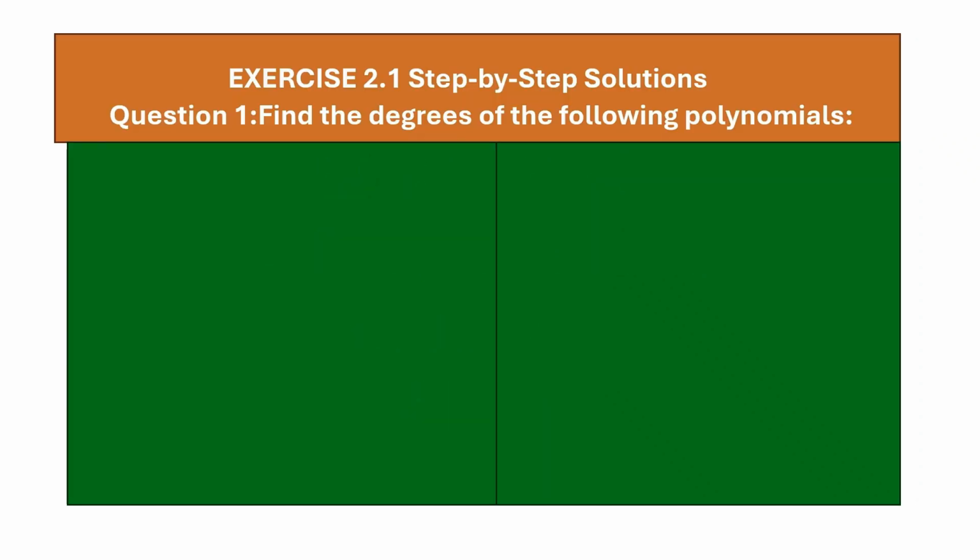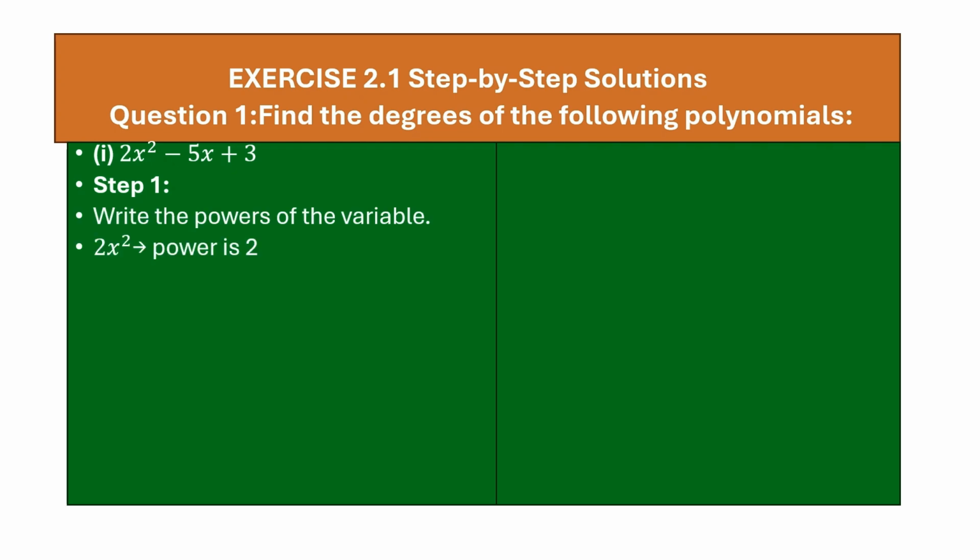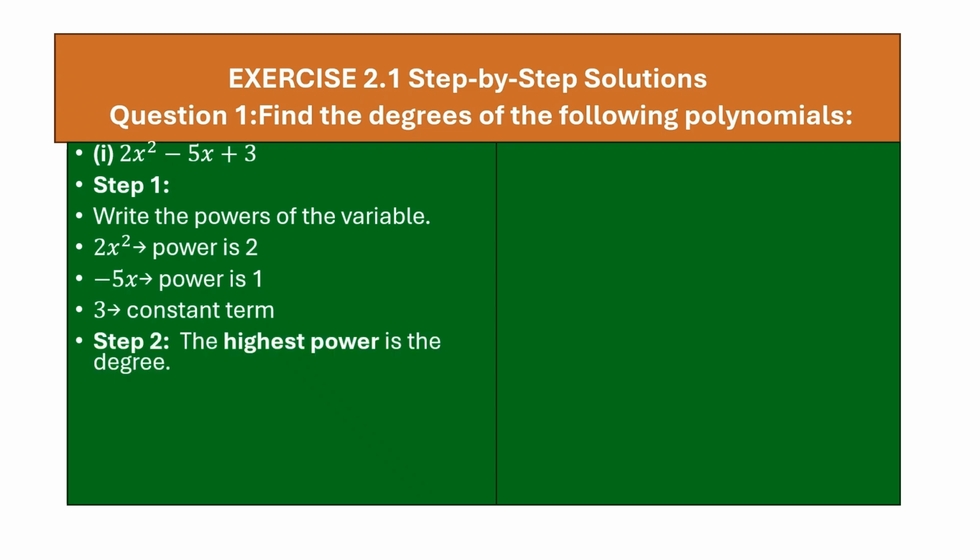Let's see question number 1. Find the degrees of the following polynomials. The equation given is 2x squared minus 5x plus 3. Step 1 is to write the powers of the variable. For 2x squared, the power is 2. For minus 5x, it's 1. And 3 is a constant term.